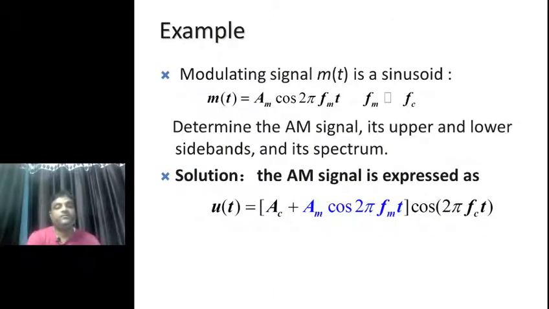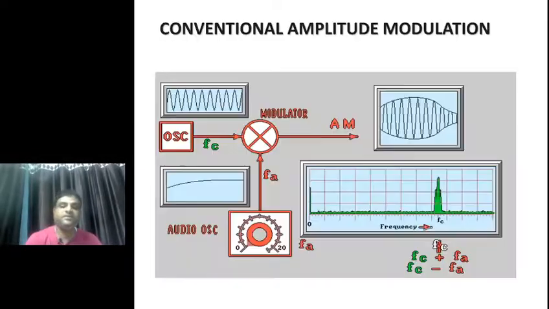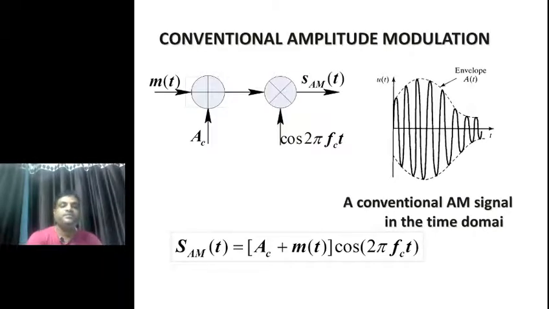So again, if we have the modulating signal, we choose Am cos 2 pi fm t. fm is the modulating signal frequency, fc is the carrier frequency, and the AM signal is Ac plus Am cos 2 pi fm t, that is multiplied by cos 2 pi fc t. Actually, in the previous it is Ac plus m(t) cos 2 pi fc t.